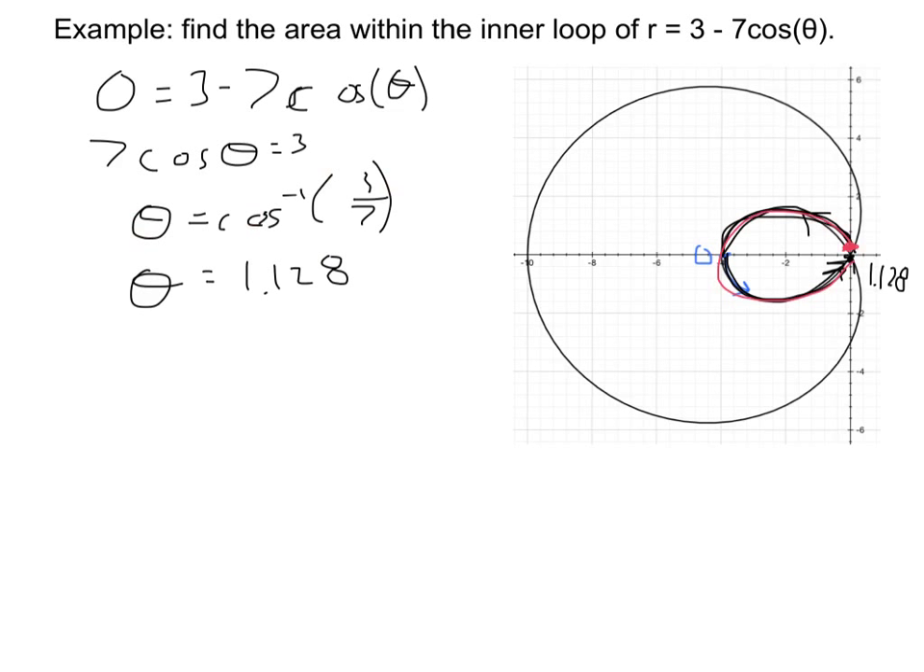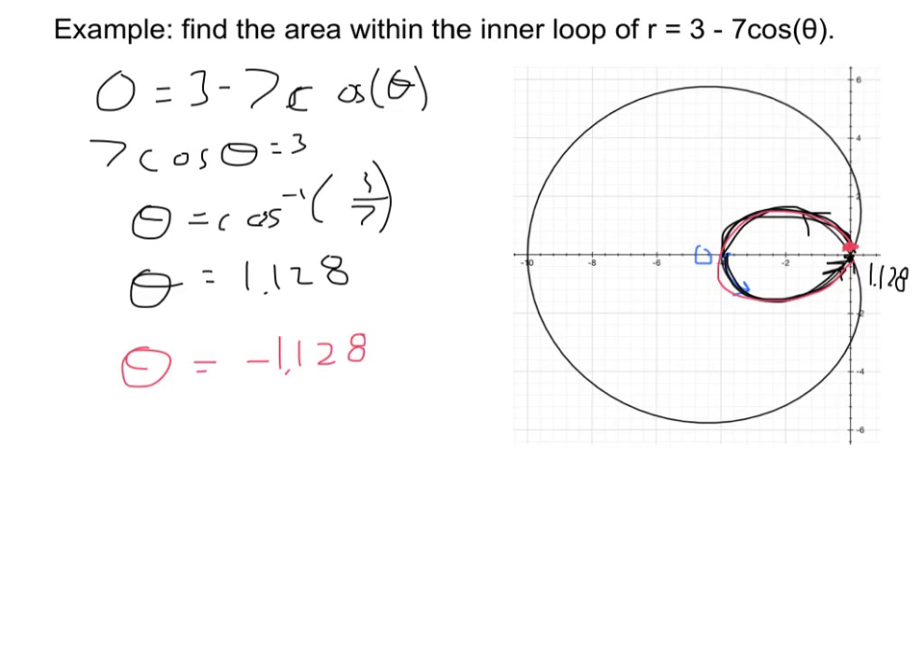Because it's cosine, I can take my theta value and make it negative. I'll have negative 1.128. And my suspicion, which sort of follows what I've seen here so far, is that this point back here was a theta value of negative 1.128. Then we would hit 0, then we would come back to positive 1.128.